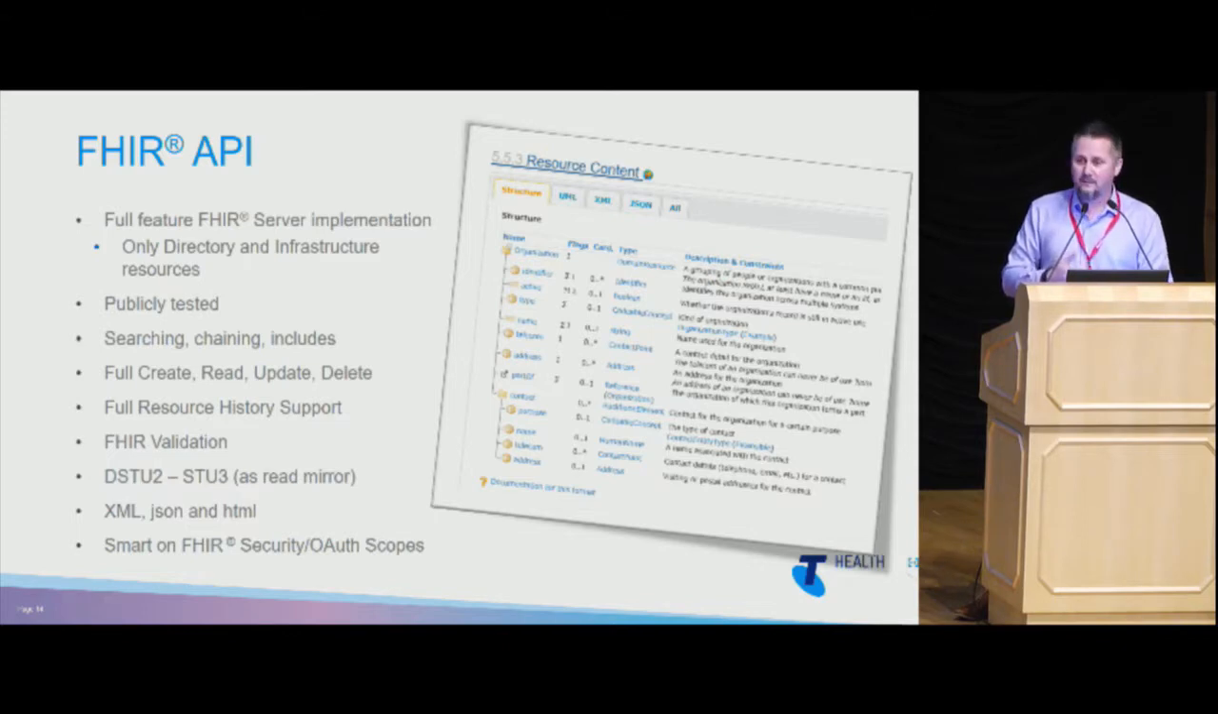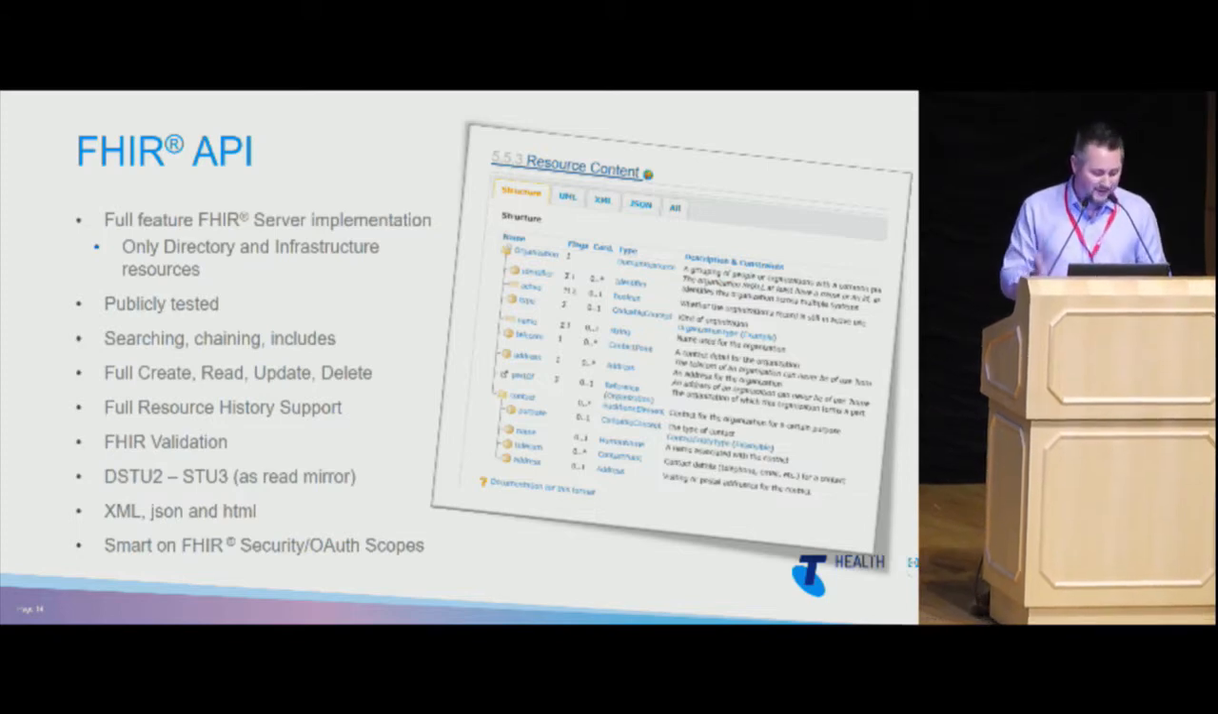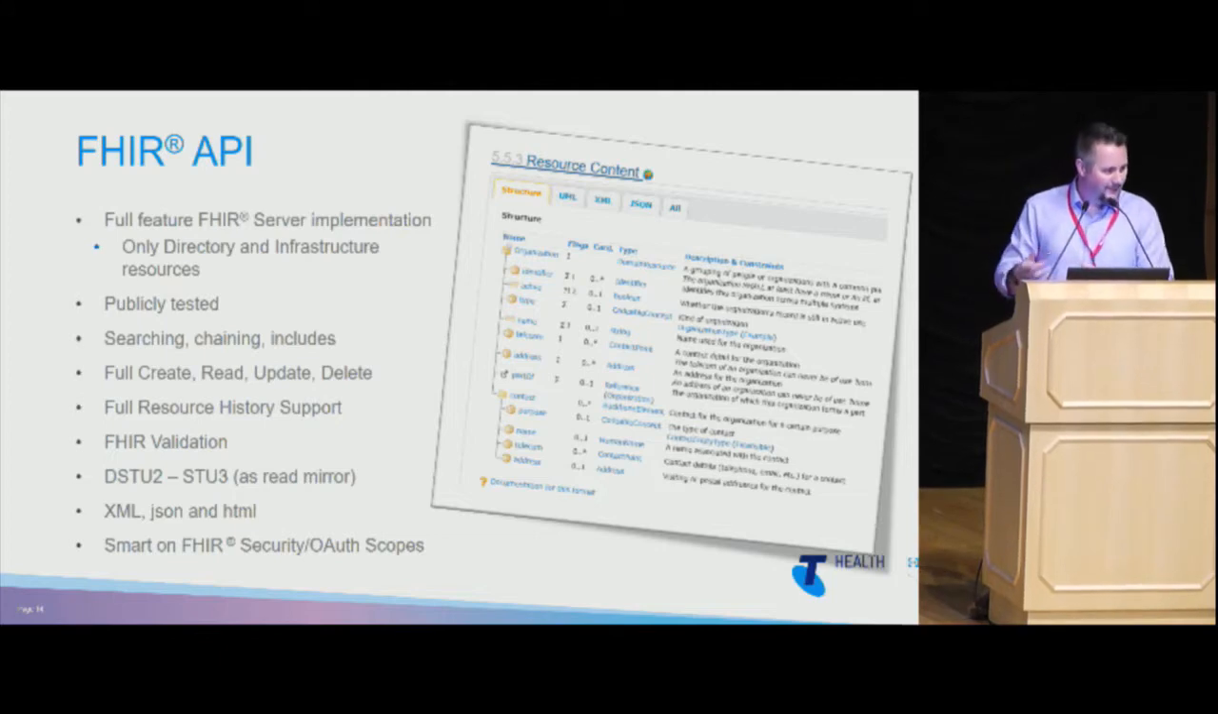We're a native DSTU2 because we've been around for a long time, and we now support an STU3 as a mirror, but I'll come back to that. XML, JSON, and HTML is a sort of an odd one to throw on there, but it's really a nice, convenient view for those administrators to just wander into the data without having to pull out Fiddler or whatever to try and get at it. And that's the organisation resource definition. Eric, thanks for throwing that on the screen earlier today.